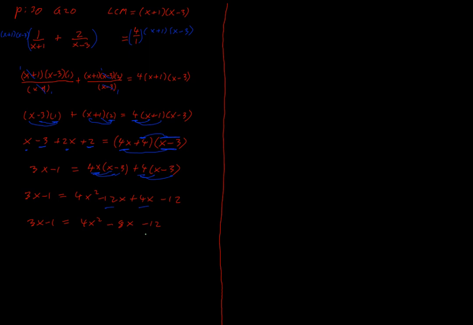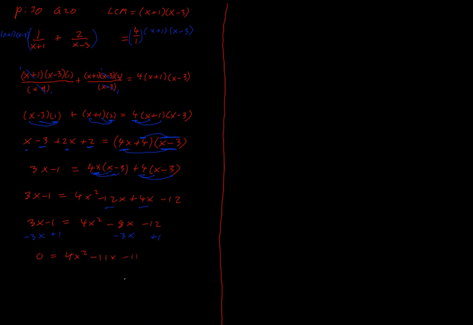Well, how do I solve a quadratic? I get everything equals 0. So I'm going to rearrange my equation to get everything equals 0. So I have minus 3x from this side, minus 3x from this side, plus 1 to this side, plus 1 to this side, and that will leave me with 0 on this side, which is what I want for a quadratic equation.